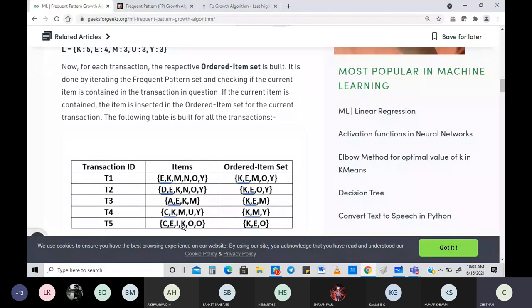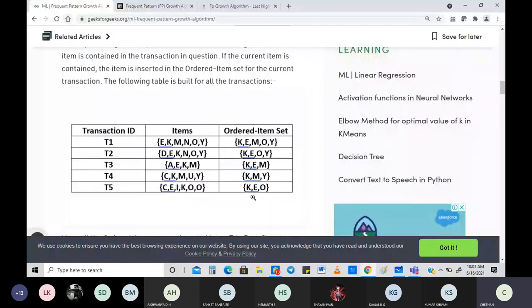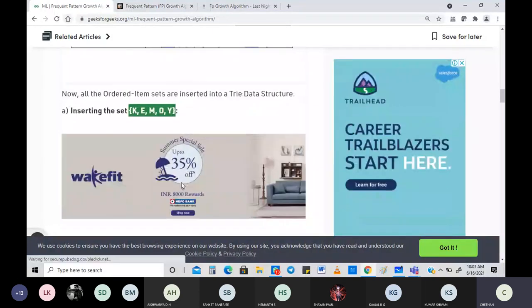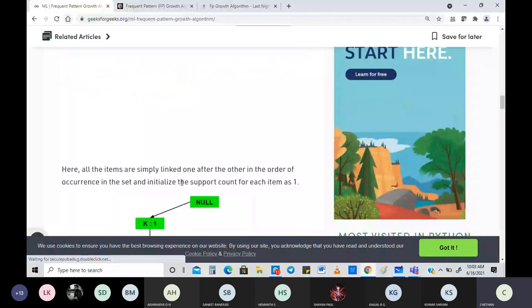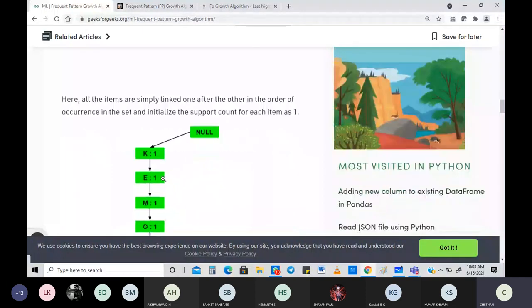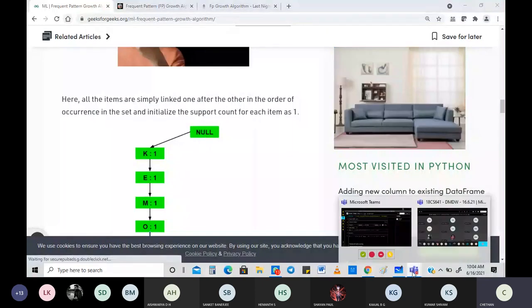All these ordered items. So what is my next challenge? My next challenge is to draw a diagram for each and everything. So what is it? Inserting the entire K-E-M-O-Y, the first one here. If I'm trying to insert it, this is the tree I get. First, you start with a null root, and then you keep on moving ahead.